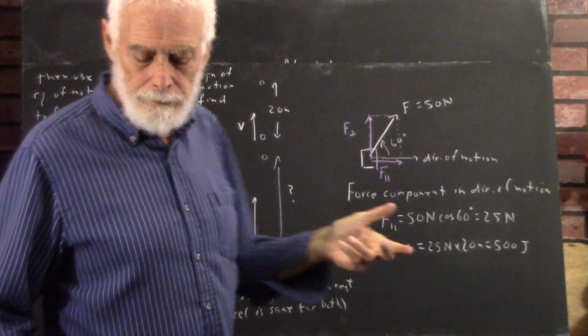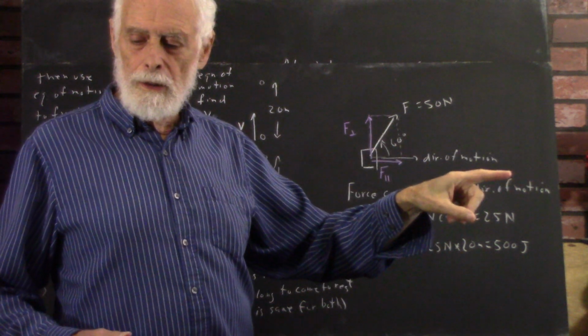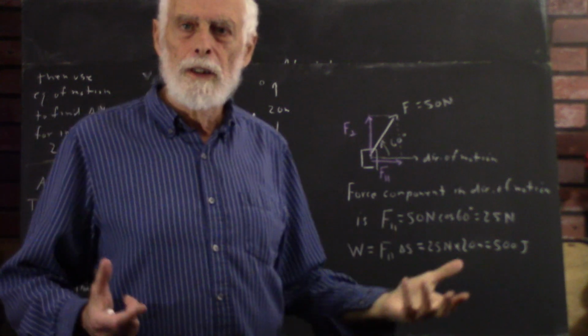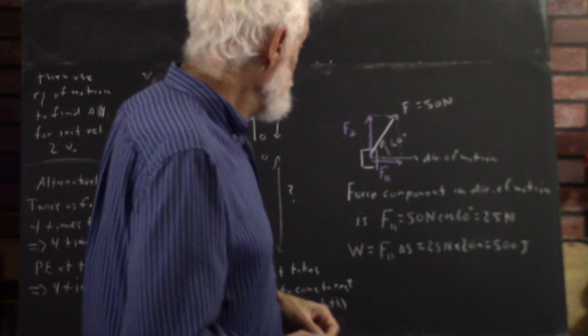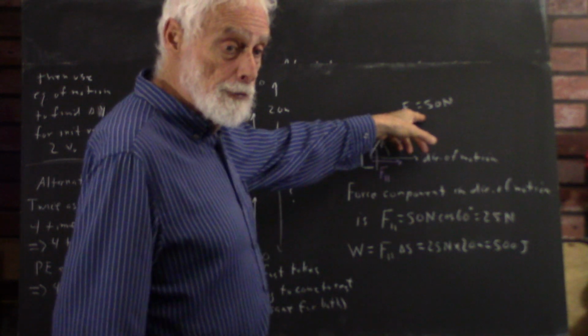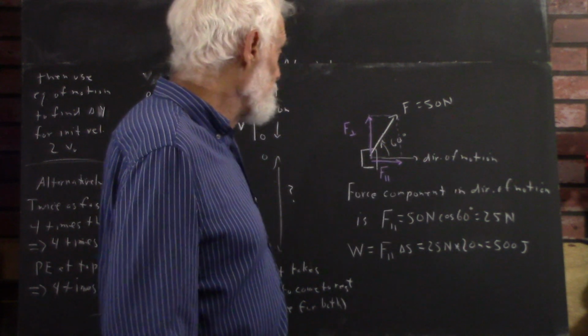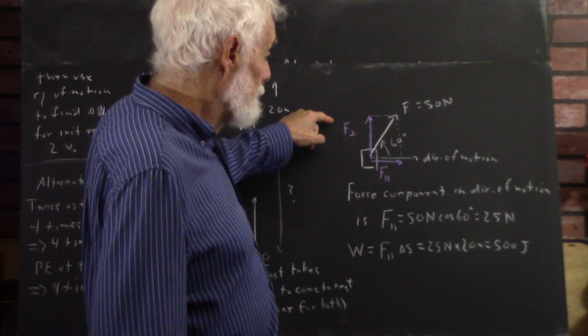Next problem: you've got a block moving in some direction, and a force at 60 degrees to the direction of motion. You want to find how much work is done by the force as you go a certain distance. The force is 50 newtons, at 60 degrees to the direction of motion, meaning you have a parallel force here and a perpendicular force here.